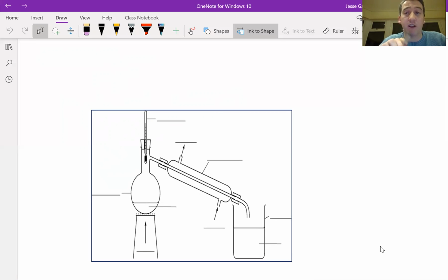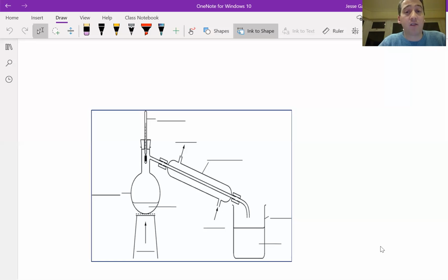What I'm going to get you to do now, before I label it, is pause the video and draw down this apparatus for a simple distillation. So pause it and draw the apparatus down for me. Okay, so you should be playing the video if you've paused and tried to draw, and you've drawn out the apparatus for simple distillation. So make sure you've got a heading, apparatus for simple distillation.